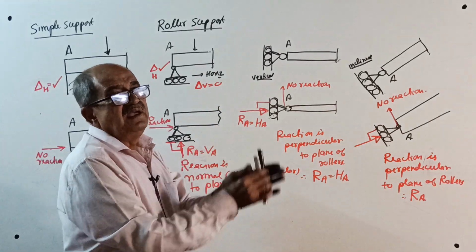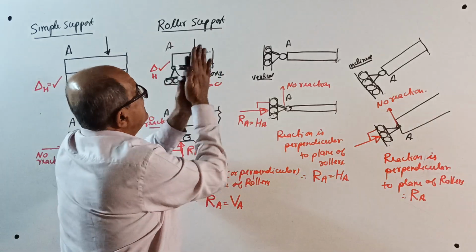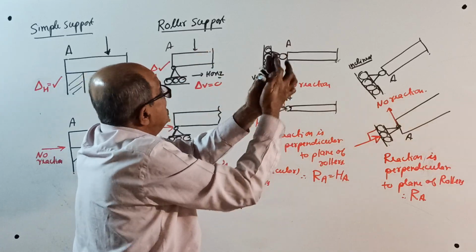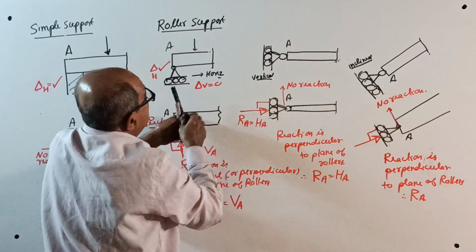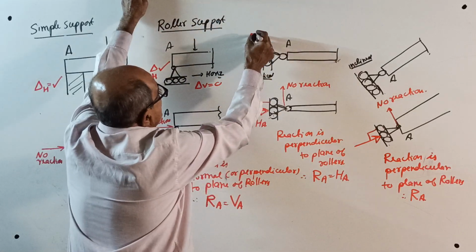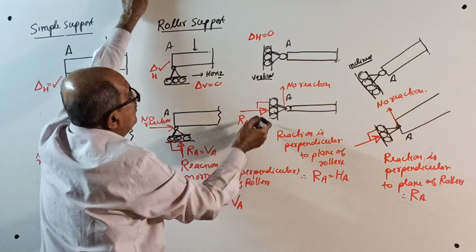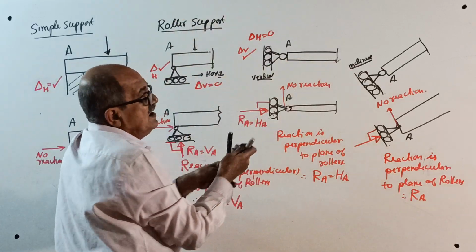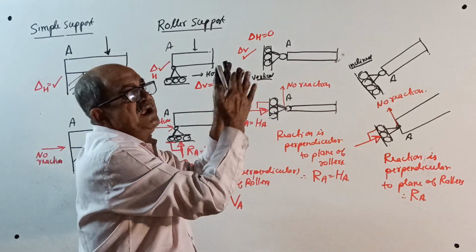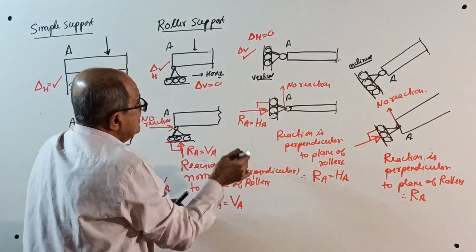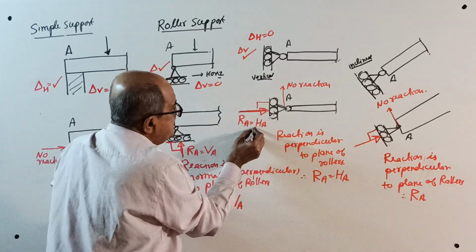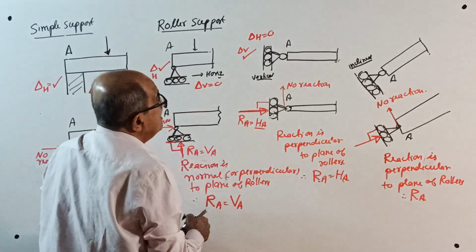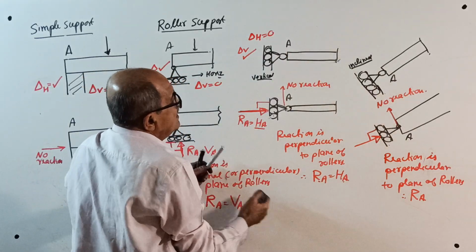Now consider a roller in a vertical plane. If you apply load this way, reaction will come. Here, displacement in the horizontal direction equals 0, but displacement in the vertical direction is allowed. This will prevent horizontal displacement, so there will be a reaction RA which is HA. Again, reaction is perpendicular to the plane of the roller. RA is HA, but no reaction this way.